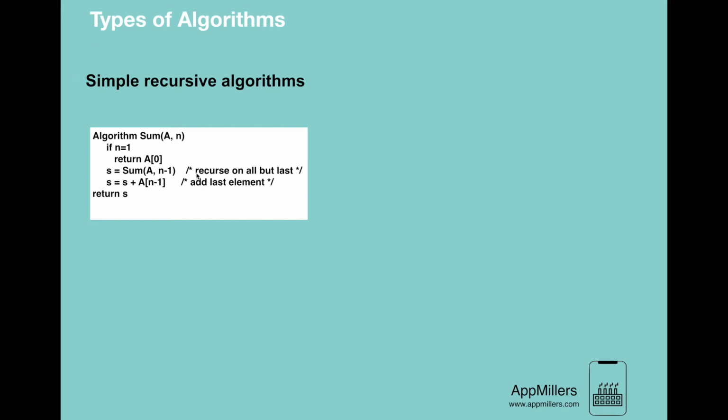The sample algorithm for a recursive algorithm can be like this. Here, as an input, we have an array A of n numbers, and the output is the sum of the numbers in the array. Here, the algorithm first checks the number of elements. If the number of elements is 1, then it returns the first element. Otherwise, it recurses on all elements except the last one and adds the last one at the end.